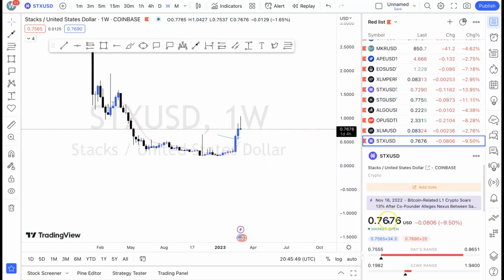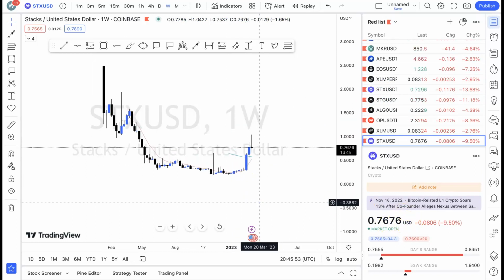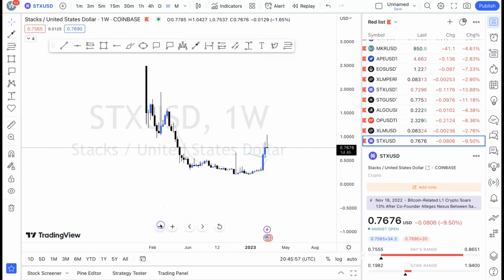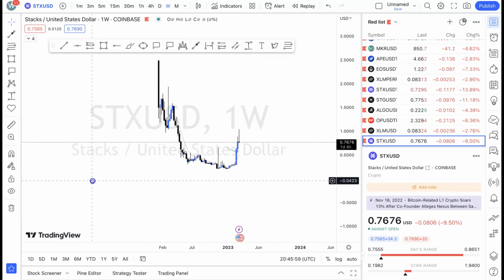the coin is even more valuable on Coinbase than on Binance. Interesting. Okay.